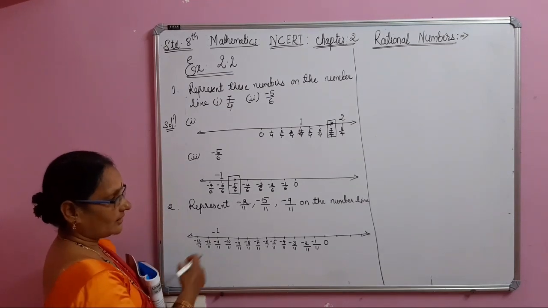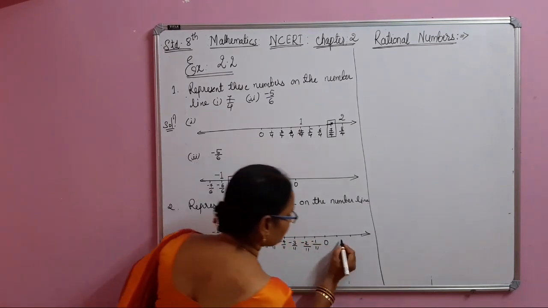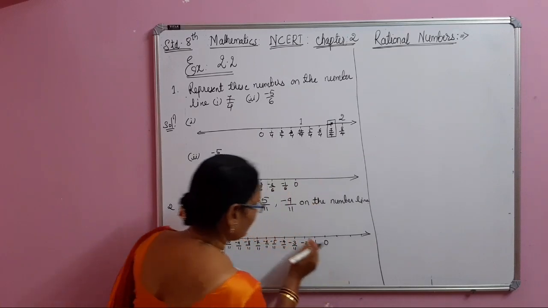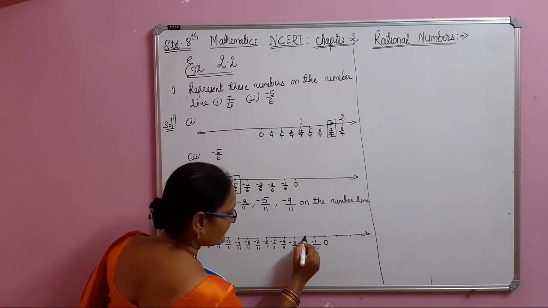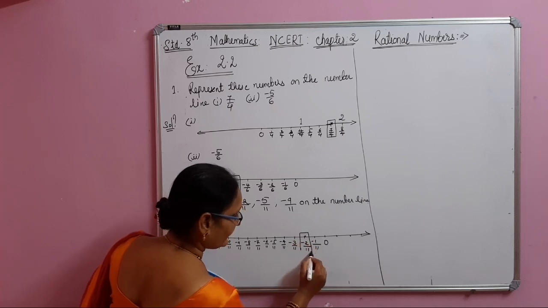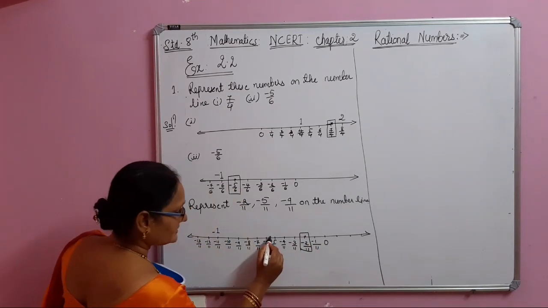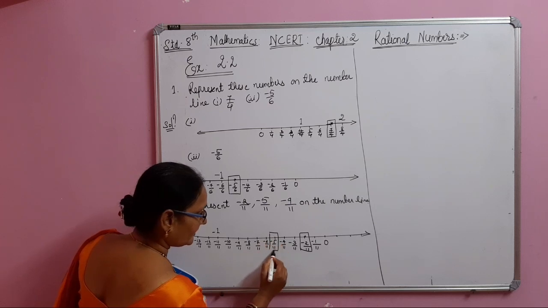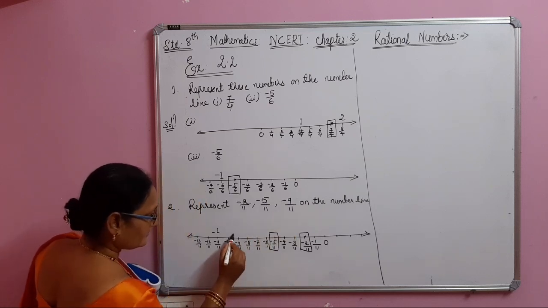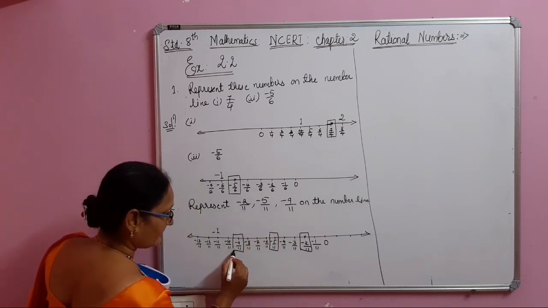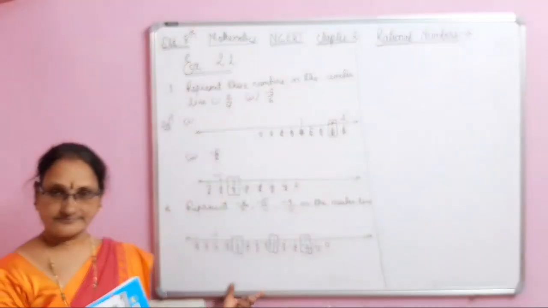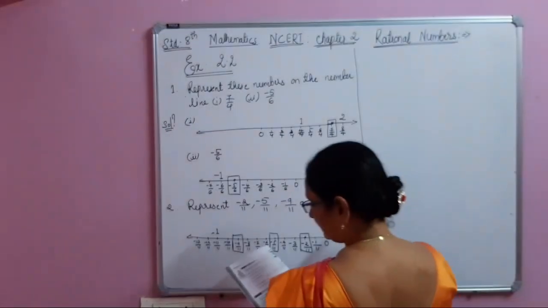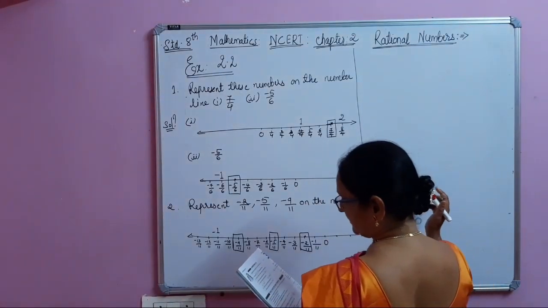Okay. Now, which 3 rational numbers do we have to locate? First one is minus 2 by 11. Where is minus 2 by 11? This is minus 2 by 11. Next one is minus 5 by 11. Next one is minus 9 by 11. These are the 3 rational numbers required. Okay. Then the third question is write 5 rational numbers which are smaller than 2.